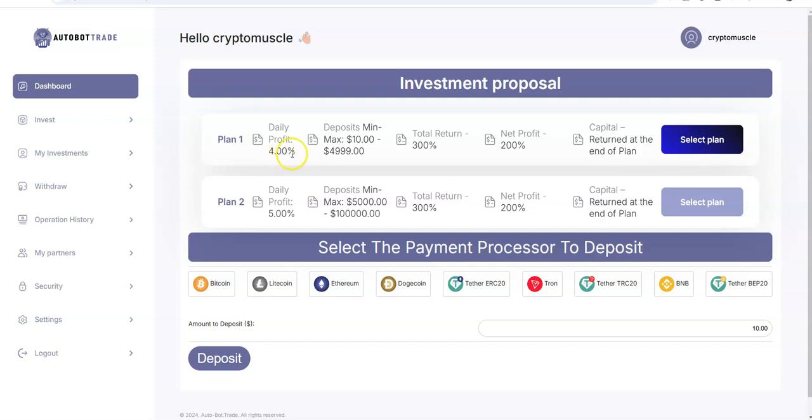So the 4% daily plan, you select that plan, or if you like the 5% daily, as long as you have the minimum and max requirements for deposit. You saw that someone posted 5,000 in there. You could do Bitcoin, Litecoin, Ethereum, Doge, ERC-20, Tron, TRC-20, BNB, or BEP-20. If you aren't going to do Tether, do TRC or BEP20. ERC20, the fees are pretty high still, just like Ethereum's.